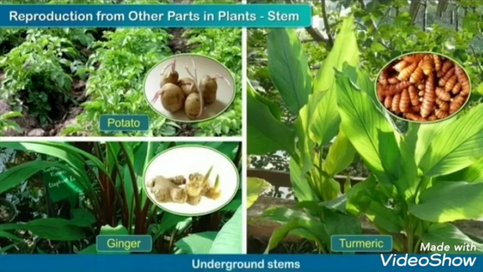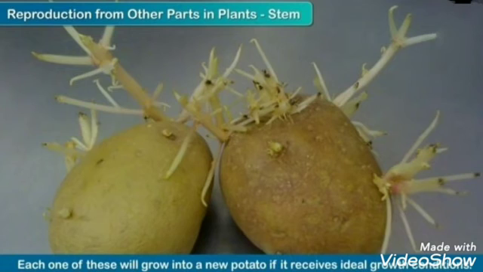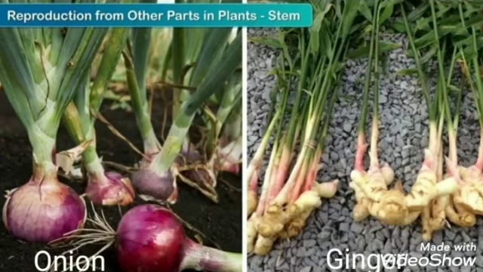Reproduction from stem. Some stems like potato, ginger and turmeric are underground stems, that is, they grow inside the ground. Potatoes have eyes on them, as we can see in the picture. Under proper conditions, each eye grows a bud which can become a new plant if it receives ideal growth conditions. Other examples are onion and ginger.